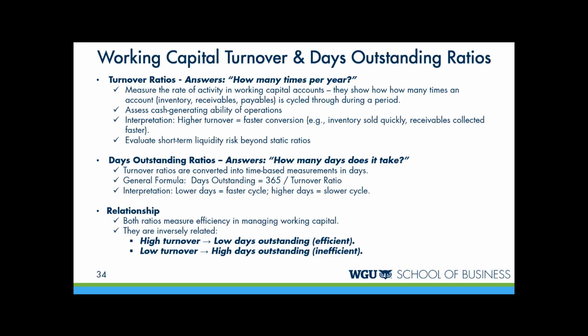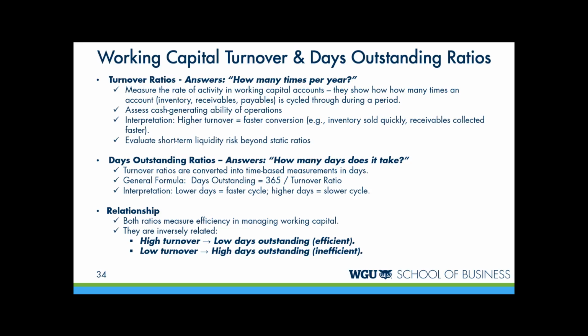If it's the inventory turnover ratio, it's how well are we converting our inventory into sales, which generate cash. If it's accounts receivable, how efficiently are we collecting those accounts receivable to turn them into cash? So the interpretation is that a higher turnover value means faster conversion. For inventory, it means we're selling it more quickly. For receivables, it means we're collecting them faster. And so this helps us further evaluate our liquidity risk beyond just our static ratios like the current ratio and the quick ratio.